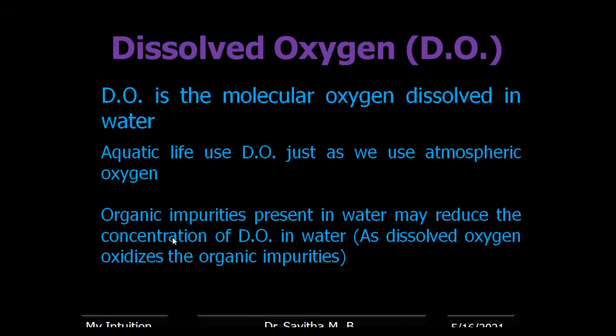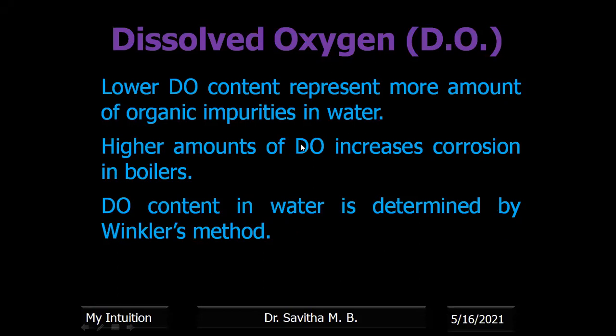If you go for the dissolved oxygen, a lower dissolved oxygen represents more organic impurities in water. Higher amounts of dissolved oxygen increase corrosion in boilers, because as we have already discussed, if there is more availability of oxygen, then the cathodic reaction will be initiated, right? The presence of oxygen, that part we have discussed in detail in corrosion science.